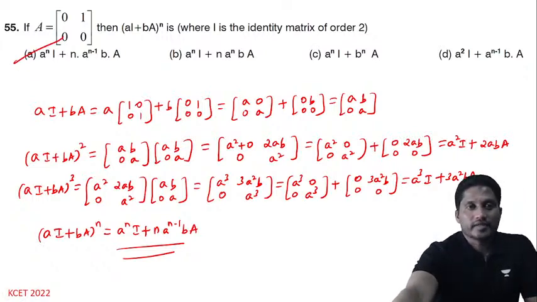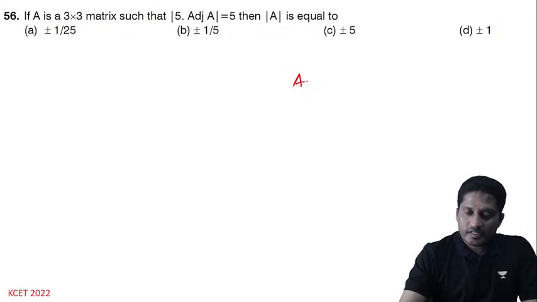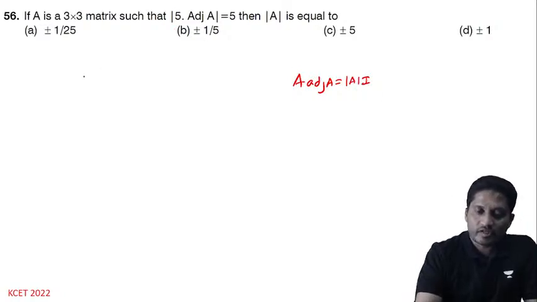Right, let's move to the next question. Question number 56. A into adjoint of A is determinant A into I, right? A into adjoint A is determinant A into I. So this 5 into adjoint A is determinant 5 into I. So this should come in under the determinant is equal to 5.